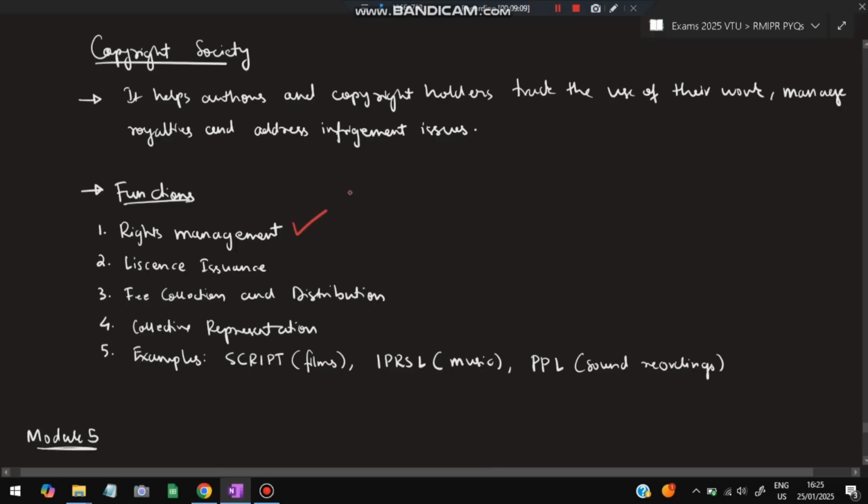Rights management means it tracks and monitors the use of copyrighted works, who is using and whether they are allowed to use or not. License issuance means it issues the license for someone who wants to use it. Fees collection and distribution, and collective representation. It is formed by 7 or more copyright holders, and examples include SCRIPT, IPRS and PPL for different domains. Okay.